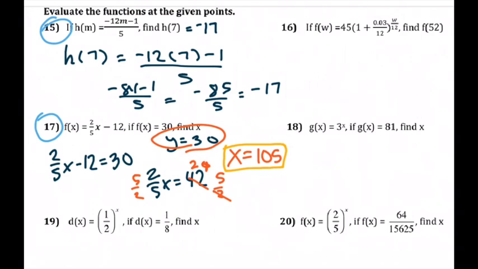Wouldn't it be like y is equal to 1.5? No, because y was equal to 30. We were told that. That was given to us in the problem. So we were told what y is. We had to find x.